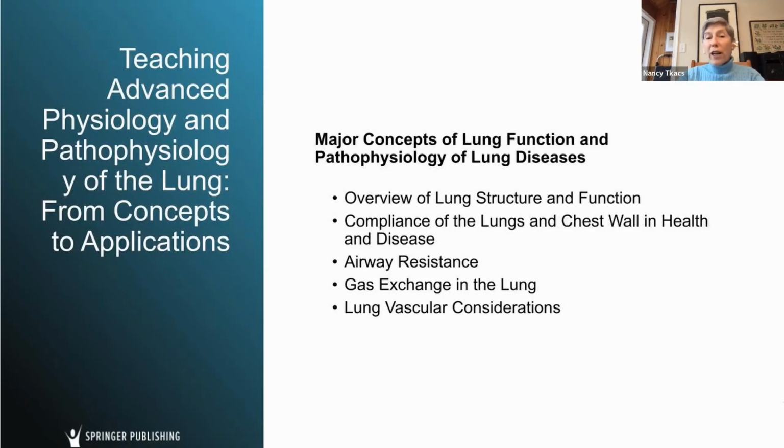So starting at the beginning, what did I think were the major concepts of lung function and underlying the pathophysiology of lung diseases? There are 5 here, beginning with an overview of lung structure and function, moving on to compliance, discussing the compliance of the lungs and the chest wall in health and disease, then moving on to airway resistance, then focusing down at the level of the alveolus on gas exchange in the lung, and then discussing lung vascular considerations.